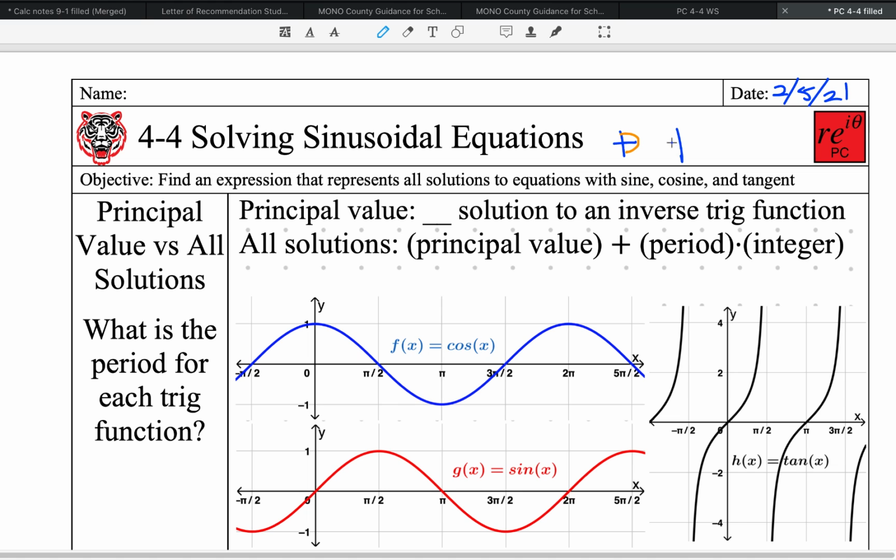Cosine, is that up or is it right? Cosine is up. Good job. Cosine is the only one that's up, which means tangent, is that up or right? And I gave it away. It is right. So we know where principal values always live for sine, cosine, and tangent. By the way, our objective, which I forgot to say, is to do what, Ellery? Find an expression that represents all solutions to equations of sine, cosine, and tangent.